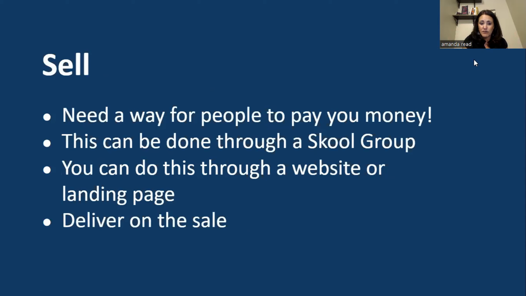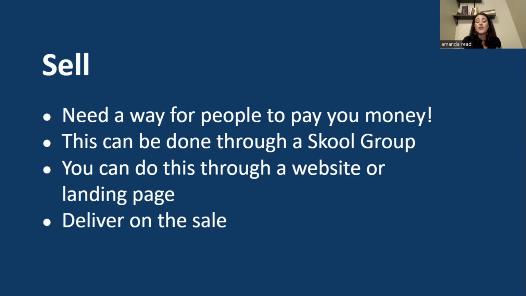And then finally, we need a way for people to pay us money. As I said before, this can be done through a school group, actually. One of the easiest ways to simplify everything is going through a school group and having people pay you that way, even a free group. So as I said, if you want that other training, let me know that you got your school membership and we'll get you in that other training.